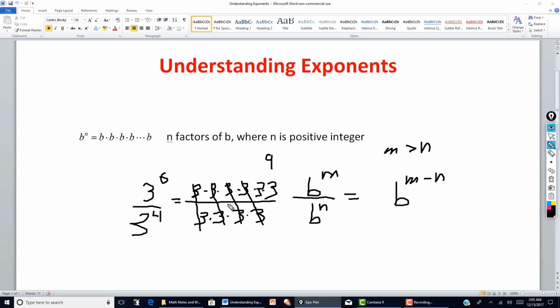Okay, so I'm doing it the long way also so you can see how it does come out the way it's supposed to. If I do it using the law that I have over here, then it says, dividing powers of the same base, bring down the base and subtract the exponents. That's 6 minus 4, and that would give me 3 squared, or 9. So we get that result.